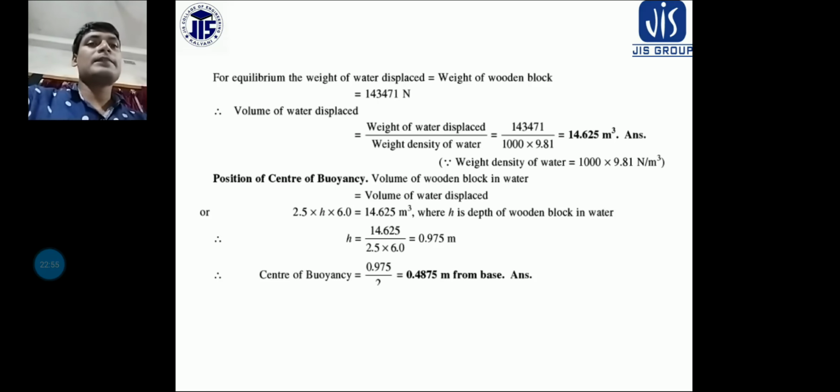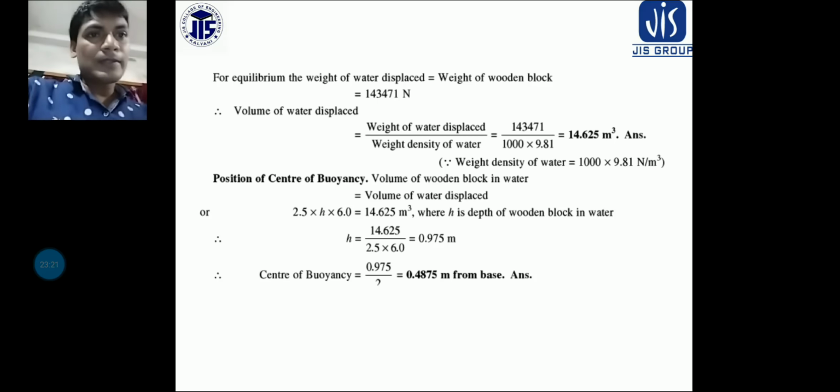Therefore the volume of water displaced is equal to the weight of the water displaced divided by the weight density of water. So 143471 by rho into g. We know that the weight density of water is 1000 into 9.81 Newton per meter cube. So the volume of water displaced is 14.625 meter cube. Now let us discuss the position of the center of buoyancy.